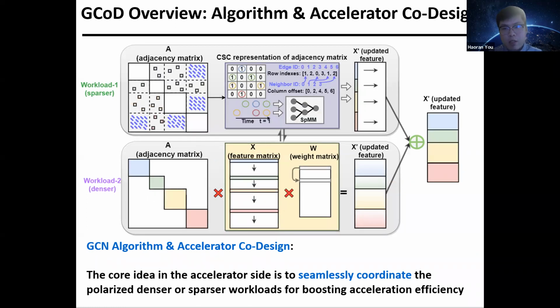Similarly, for the sparser branch, we also have two phases, while the combination result can be directly queried from the denser branch. But for the aggregation phase, we represent the adjacency matrix with the compressed sparse column, or CSC, format, that is, we use row index and the column offsets to indicate the location of non-zero values. The sparse-dense matrix multiplication will then be performed in a column by column format. And the generated features will be further combined with the partial results in the denser branch to form the complete updated features.